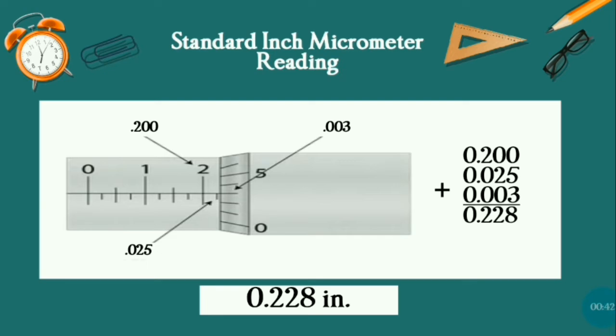Next, on the thimble scale, we found that there are 3 lines that run straight through the barrel scale. So that measures 3,000ths of an inch, or 0.003 inch. So let's add them. The total of the reading is 0.228 inch, or what we call 228,000ths of an inch.